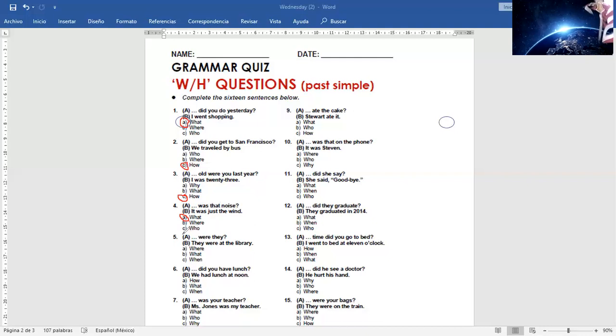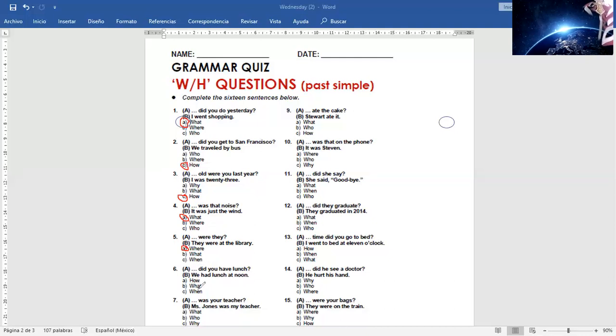Number five: where, what, or when were they? They were at the library. So number five is where. Where were they? ¿Dónde estaban ellos? They were at the library. Estaban en la biblioteca.